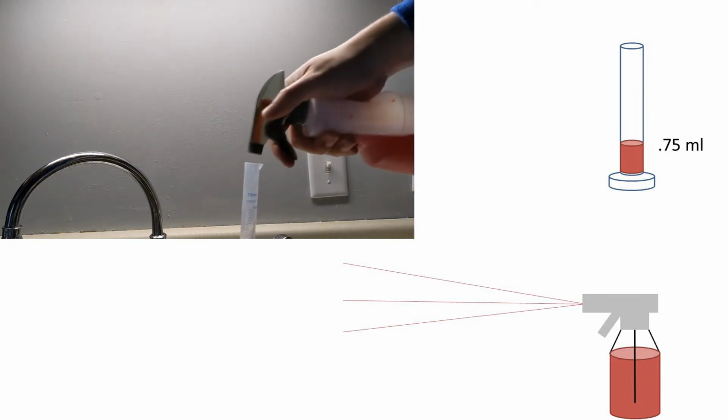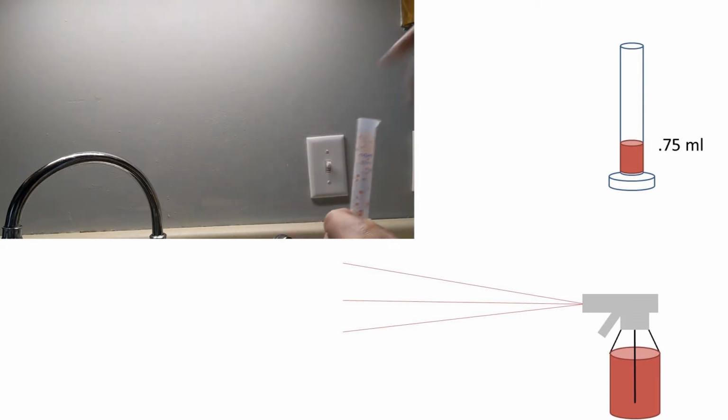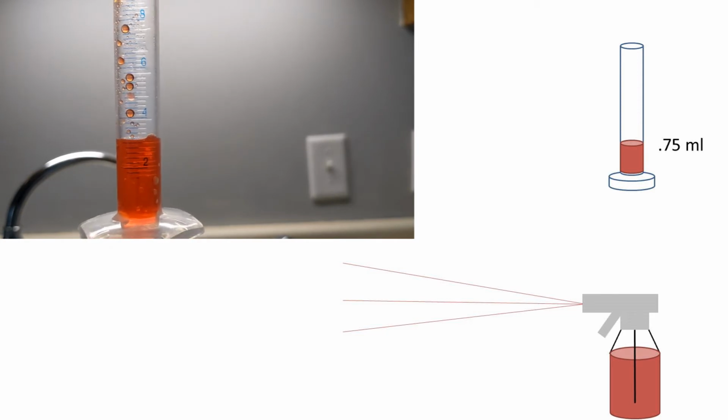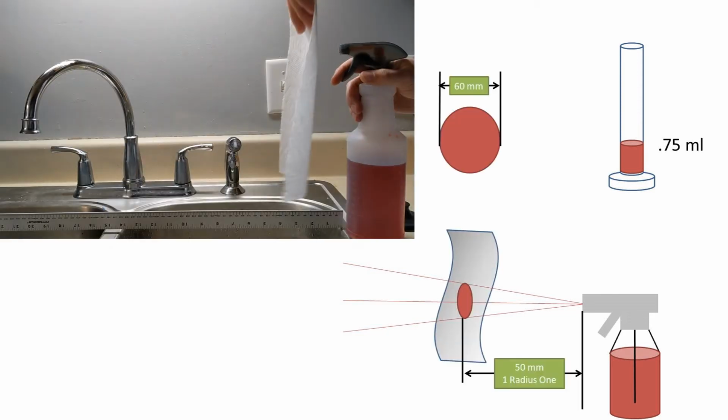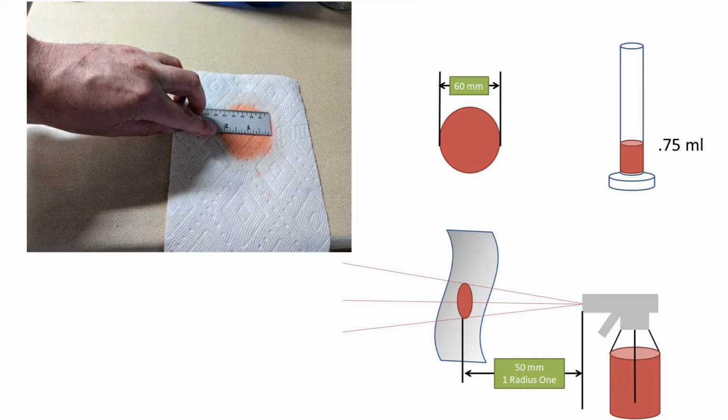We are going to go over an inverse square law problem. In this problem, we have a spray bottle filled with red colored water. 4 sprays equals 3 milliliters of water, so each spray is 0.75 milliliters of water. We place a paper towel at 50 millimeters away from the nozzle and spray, and get a spray diameter on the paper towel of 60 millimeters.